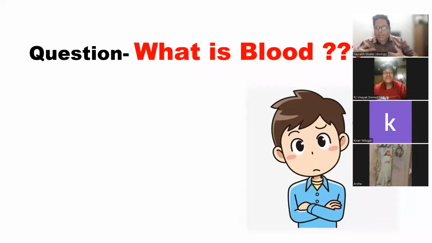As you know, the human body is blessed with blood. So how can you define this blood? Sir, it can be defined as the circulatory system of our body.